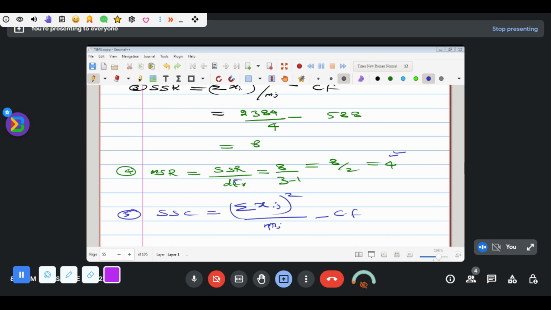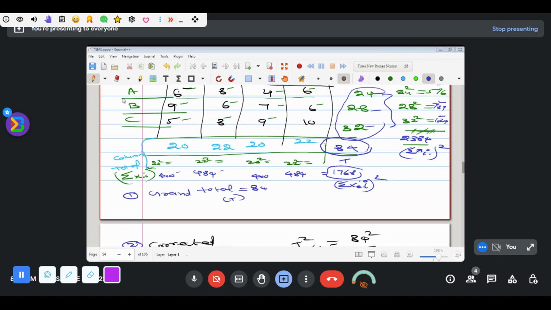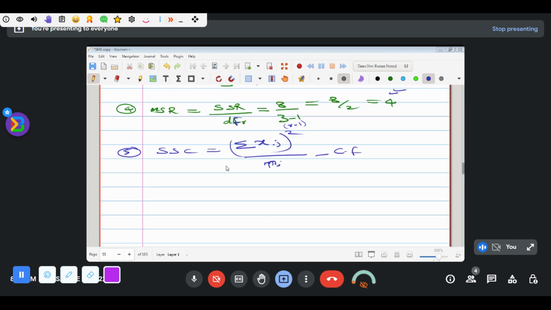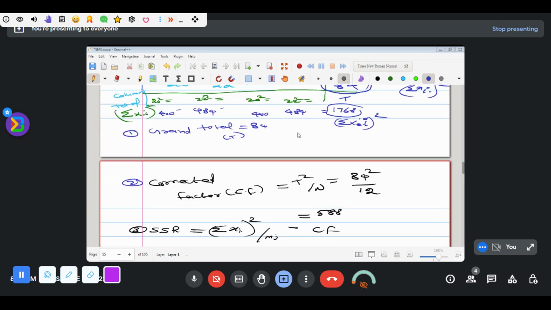Degrees of freedom. What is the formula? Number of rows minus 1. How many rows are there? 3 rows, so 3 minus 1. Then enter this one. SSC total value, you already know. The total value completed is 1768. Correct? 1768, this is the total value.